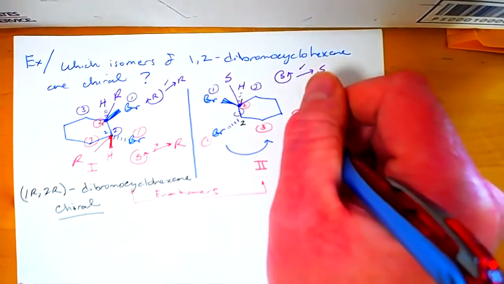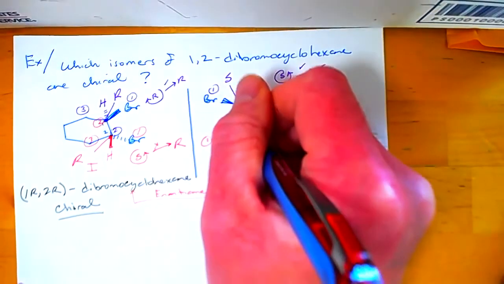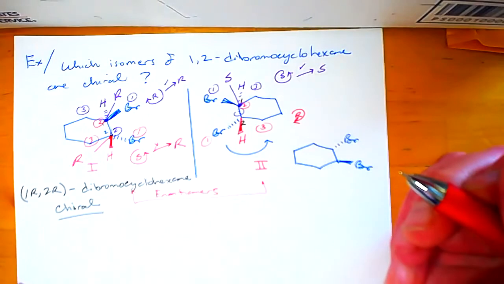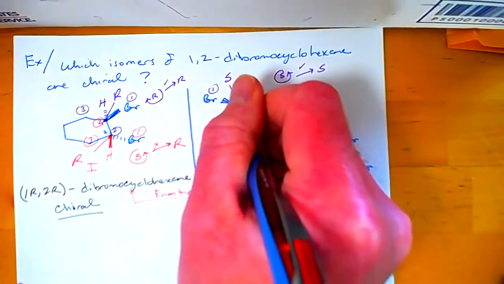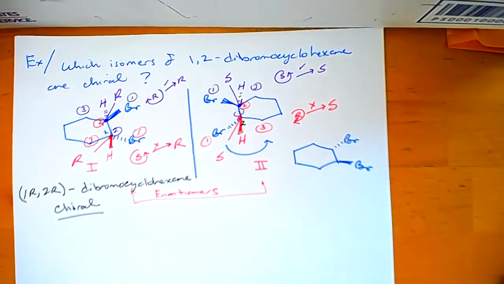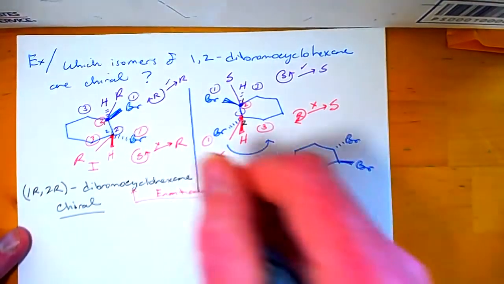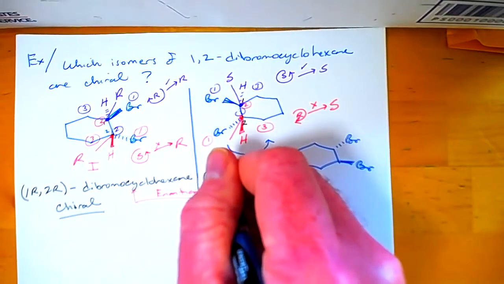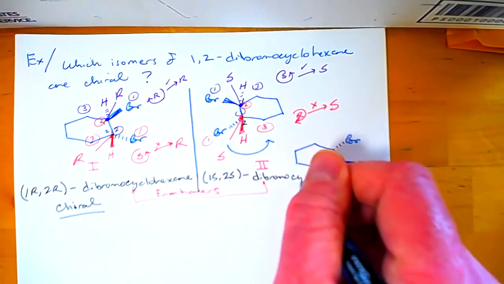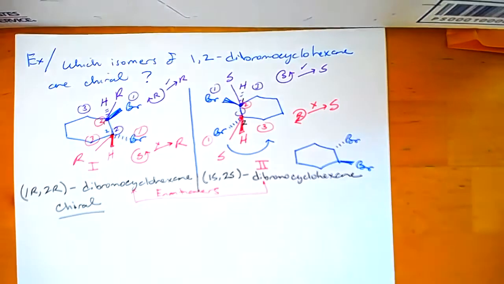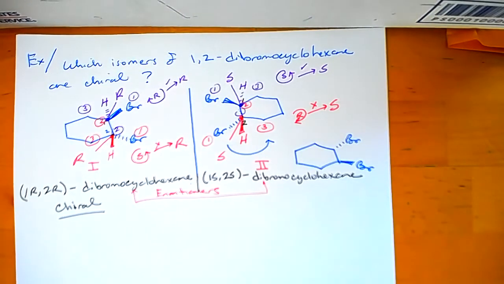That's a clockwise rotation, which is R, but your hydrogen down here is pointing towards us. So that means we need the opposite configuration, and there it is, in fact, S. So the name of this compound here is, in fact, 1S,2S-dibromocyclohexane. And that's not a mistake. Okay, so the mirror image, the enantiomer, should have the opposite configuration at those positions.